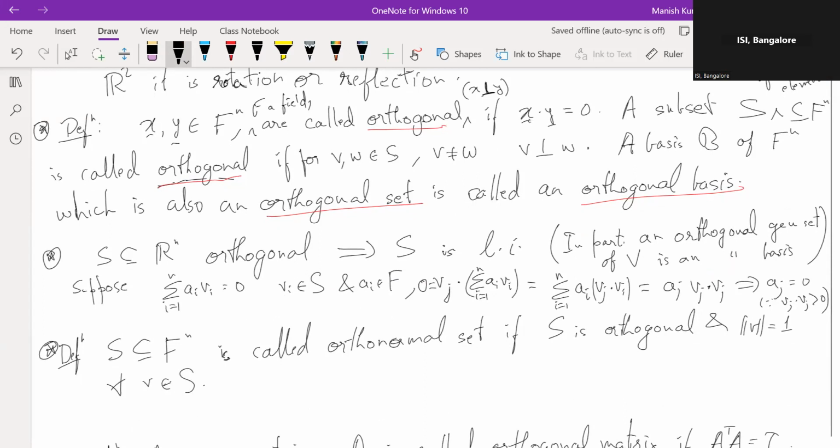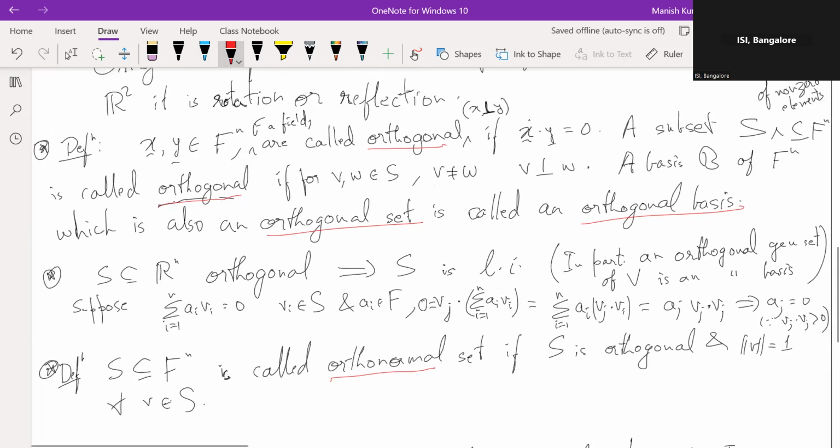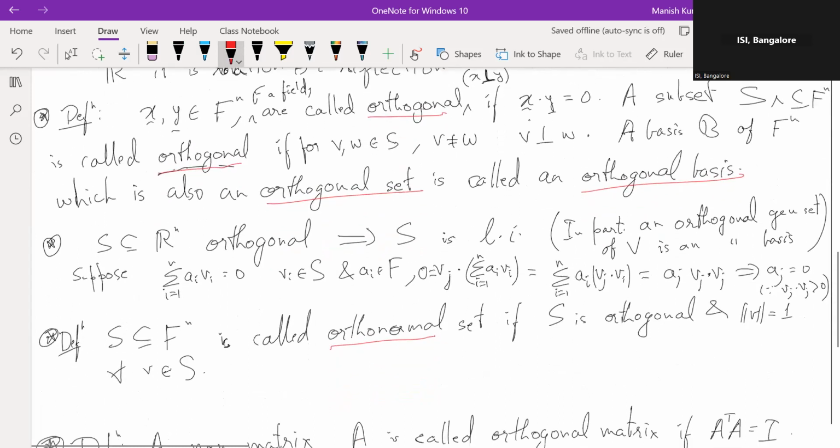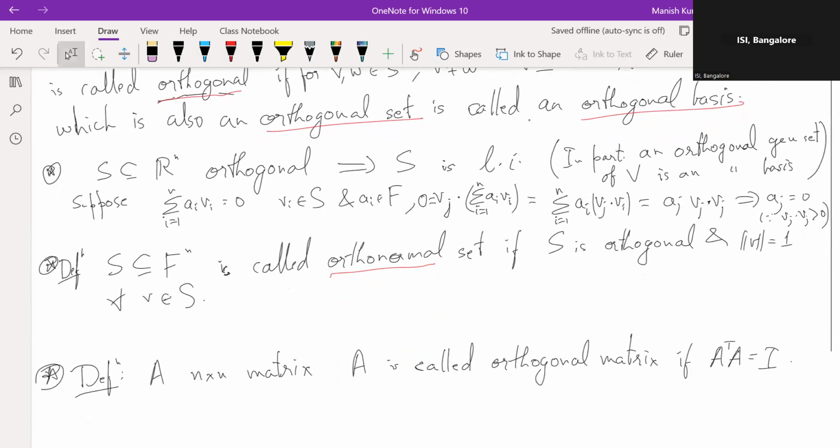Now a slightly different definition. Orthogonal is okay, but sometimes we need more. You look at the standard basis, for instance. They are orthogonal, but their norm is also one. Such a basis is called an orthonormal basis. S is called an orthonormal set if S is orthogonal, and the norm of every element in it is one.